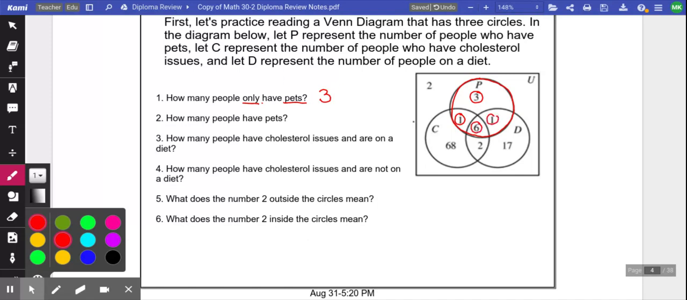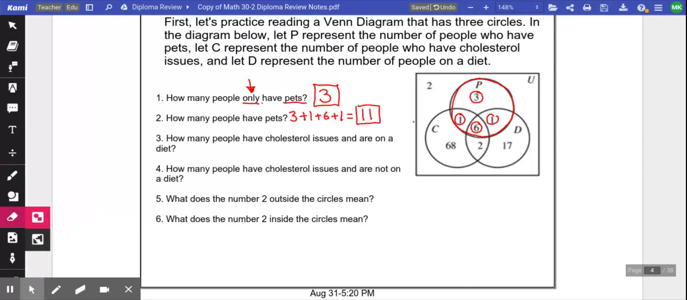So for me, that would be 3 plus 1 plus 6 plus 1 for a total of 11 people that have pets in total. That word only is key. It changes how you approach it.